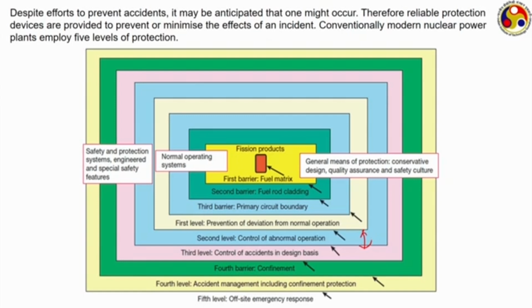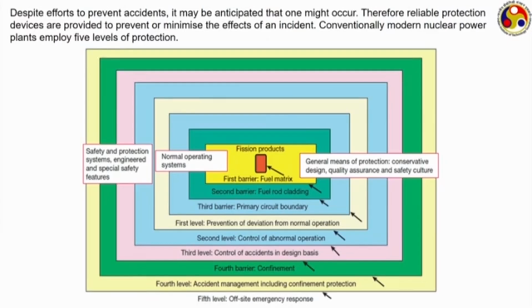The second level, given by this particular layer here, refers to the control of abnormal operation. If somehow the first level fails, then the reactor can't sustain the normal operation, and it will go to abnormal operation. Prevention of deviation from normal operation, ensuring that normal operation is always running, is the job performed by the first layer. And the second layer, if accidentally an abnormal condition has formed, ensures the control of abnormal operation.